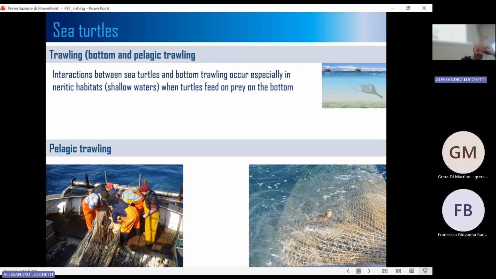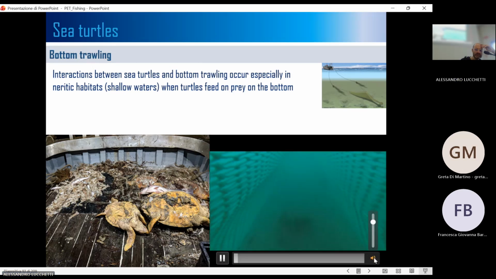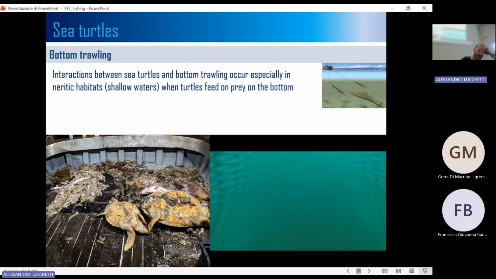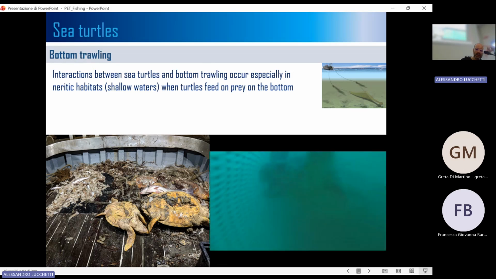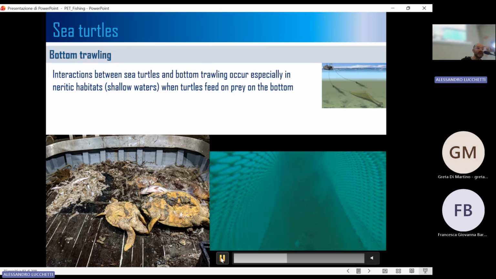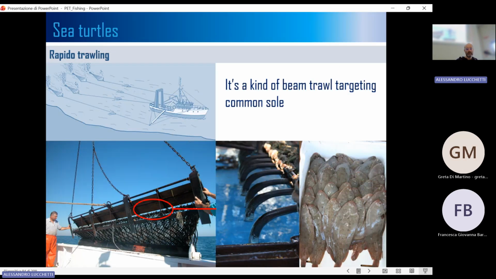Pelagic trawling, yes. These are images that we took here in the Adriatic. In the North Adriatic especially, and especially in some seasons, it's quite common to catch turtles. And the same also for bottom trawling. These are some videos that we recorded more than 10 years ago, but I remember that in some hauls, in 1 hour of tow, you can get up to 8 or 10 turtles per hour, especially in October, November. Therefore, that's a big issue for turtles in bottom trawling.